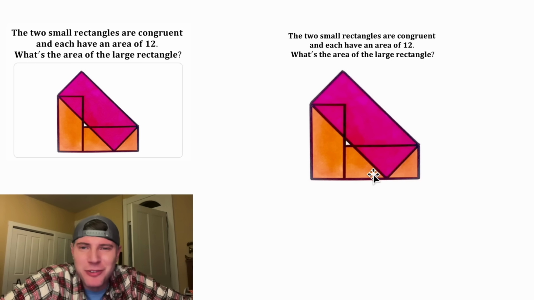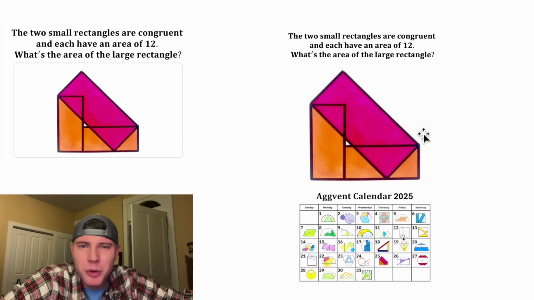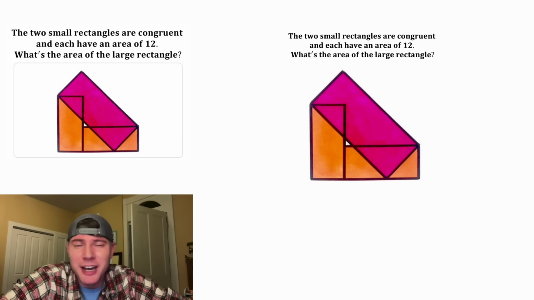Hey guys, this looks like a fun one. We're given two small rectangles that are congruent and each have an area of 12, and it wants to know what is the area of the larger rectangle. This is day 25 of the 2025 Advent calendar. And if you want to try it on your own, pause it right now because I'm going to solve it in 3, 2, 1.